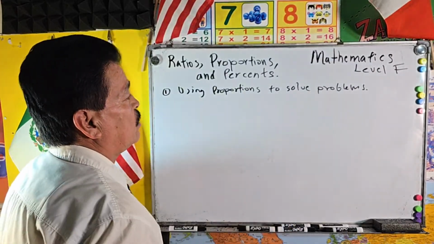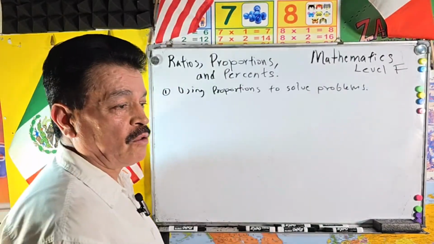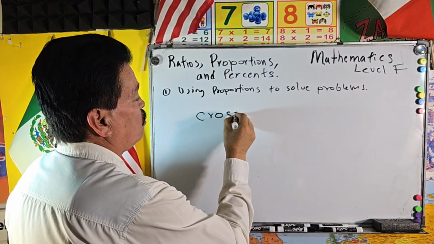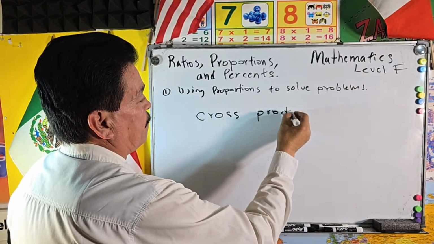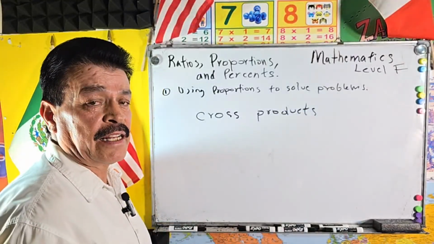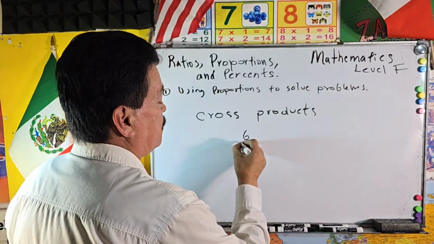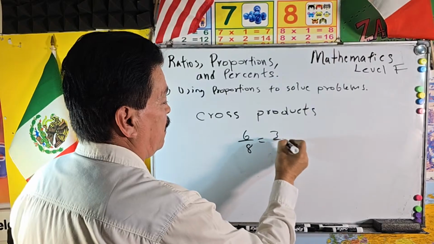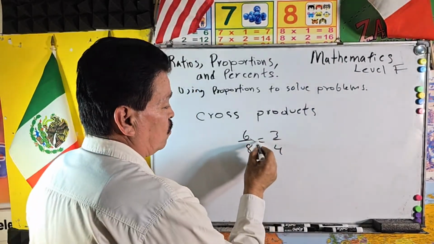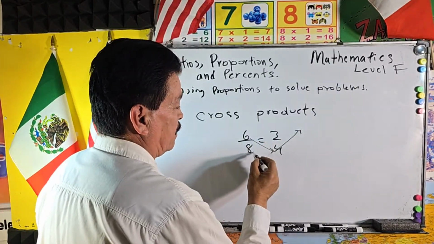The first one is using proportion to solve problems. How do we use proportion to solve problems? I will use this strategy, cross products. I told you, cross products. For example, we have 6/8 equals 3/4. How do you know? With cross products, you multiply 6 times 4, and then 8 times 3.